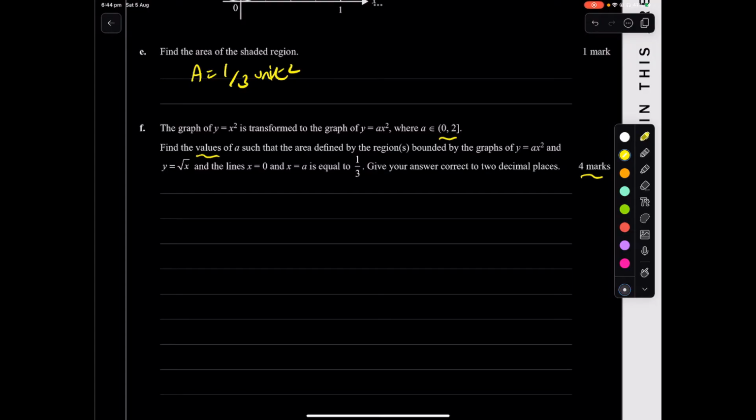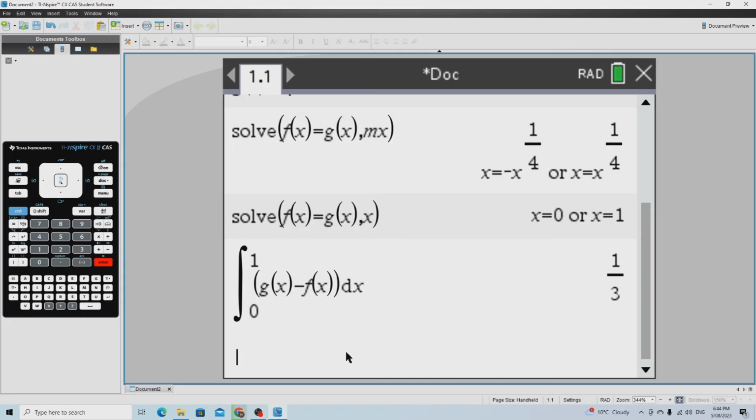So, okay, let's just look at it like this. Let's think of the area. The basic area is from 0 to a, because root x is always the top, so it will be the integral from 0 to a of root x minus ax squared dx, equals 1/3. Is that right? So a must equal, let's try this.